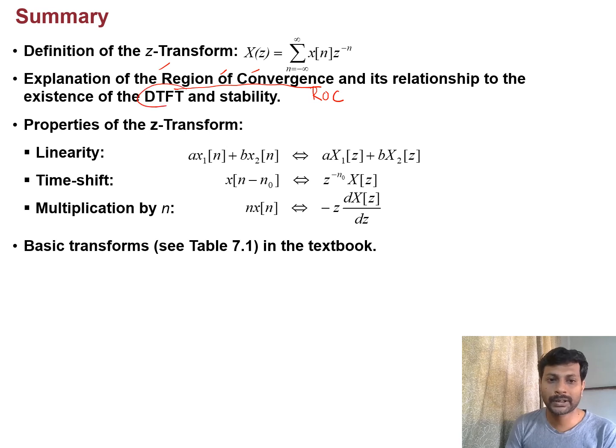And when we talk about DTFT, we are actually talking about the z transform when z is equal to r e to the power j omega. If we replace r equal to 1, then it becomes the DTFT.